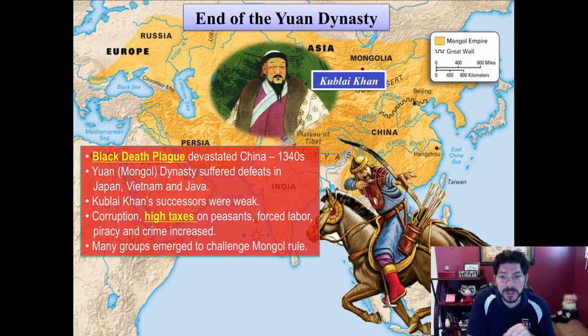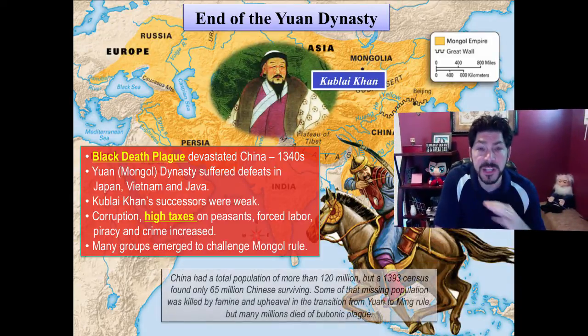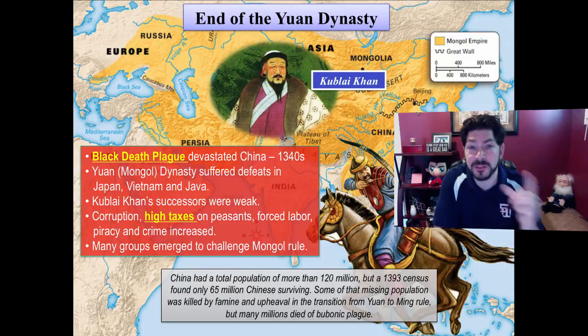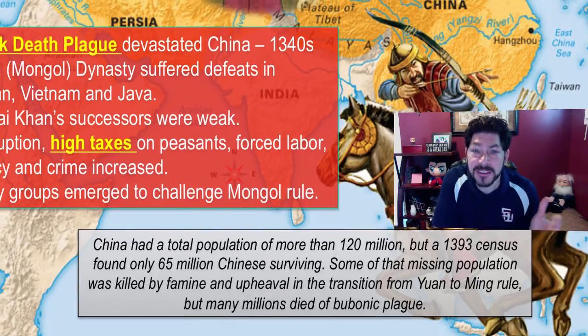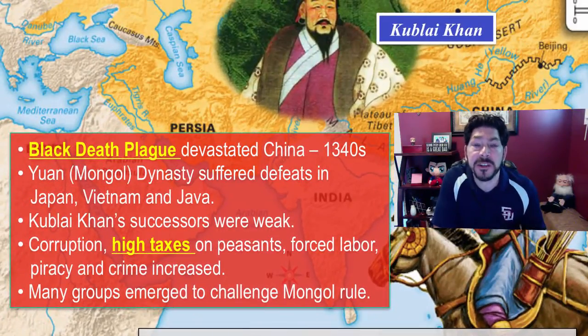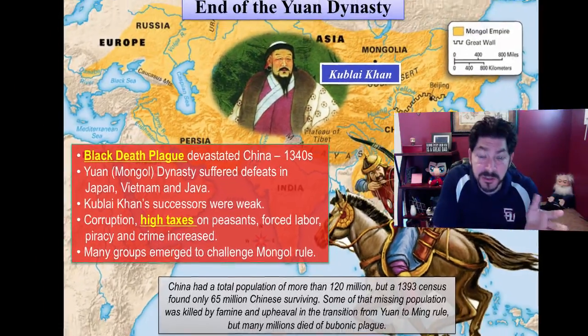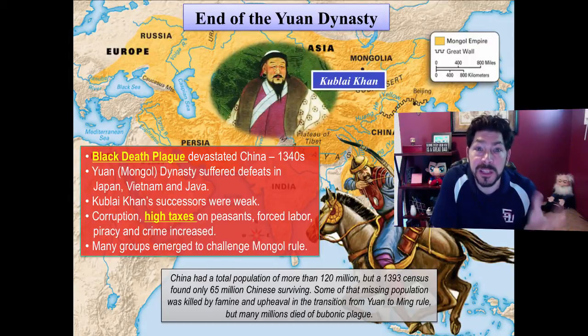It was led by Kublai Khan, but there were many problems going on in China during his rule and towards the end of his rule. Number one, there was a nasty plague. The Black Death started in China and devastated the Chinese. The Mongols also suffered from failed attacks in Japan and in Southeast Asia. And there was corruption running rampant, especially after the death of Kublai Khan. His successors just weren't strong enough to keep a lid on everything.